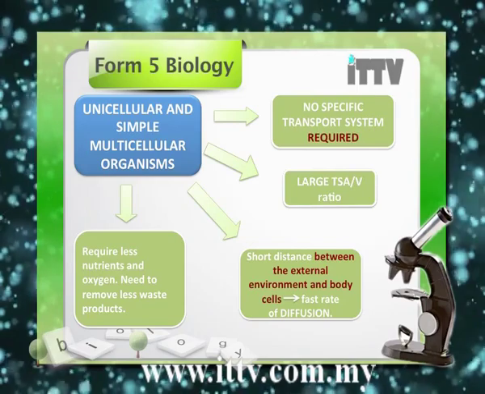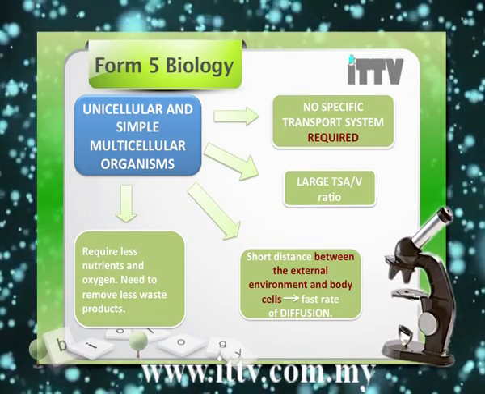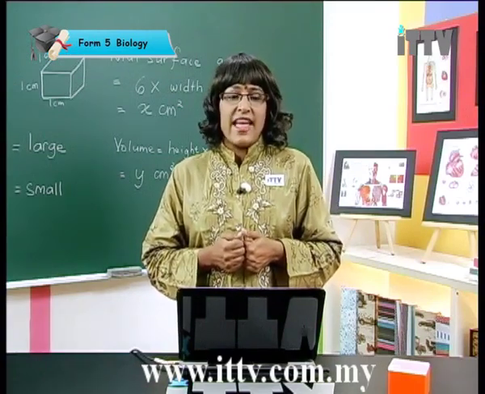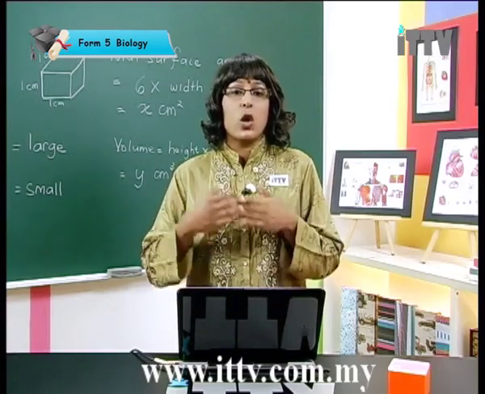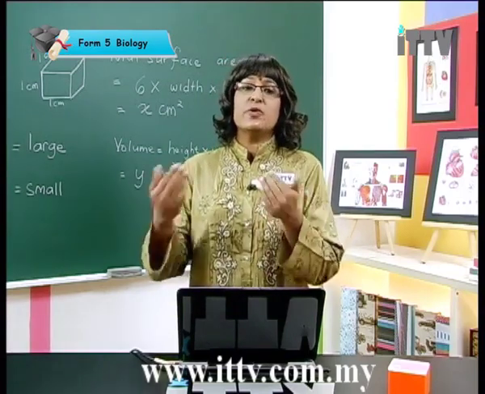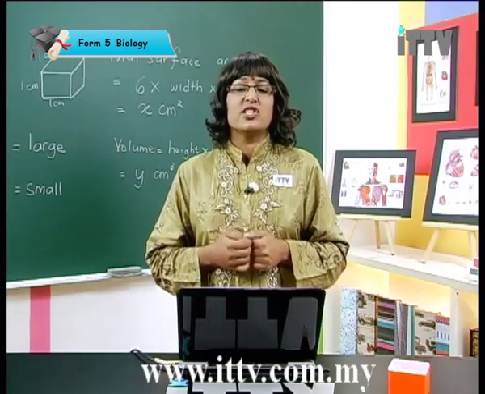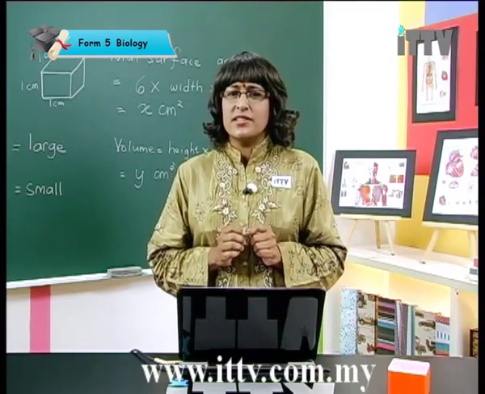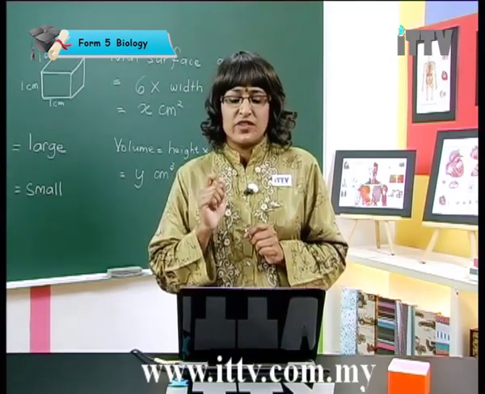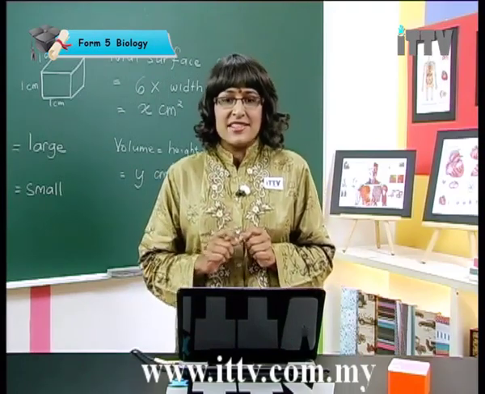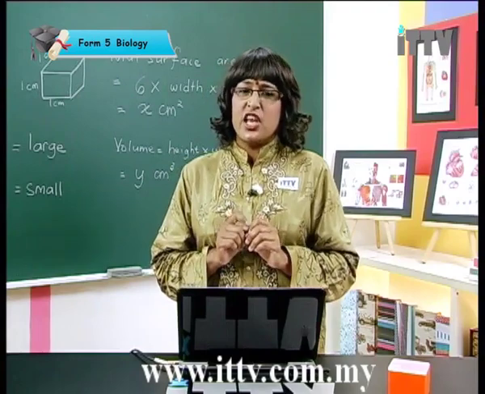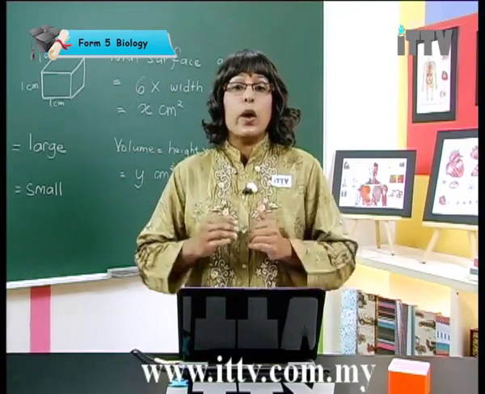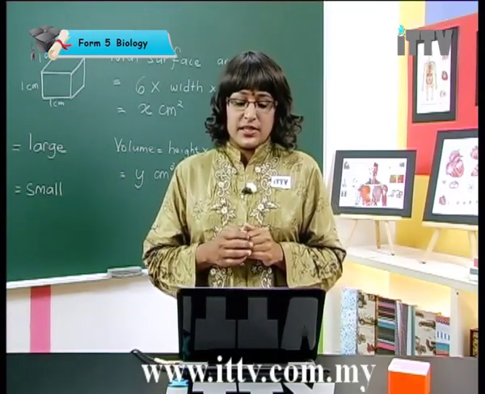Now, this means there's a huge problem for large organisms. Owing to the need for nutrients, the obstacle of a longer distance from the external environment to the cellular environment, and the smaller total surface area to volume ratio, multicellular organisms are required to adopt a more sophisticated transport system. Hence, they develop specialized structures. For example, animals develop a circulatory system, while plants develop a vascular system.